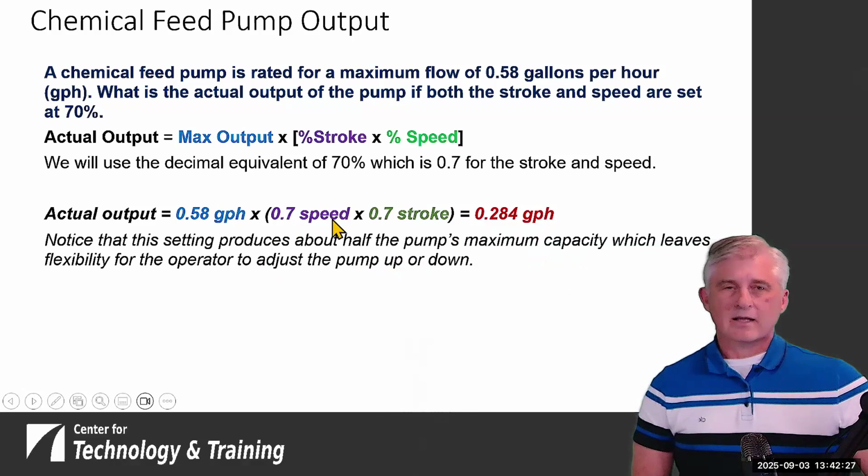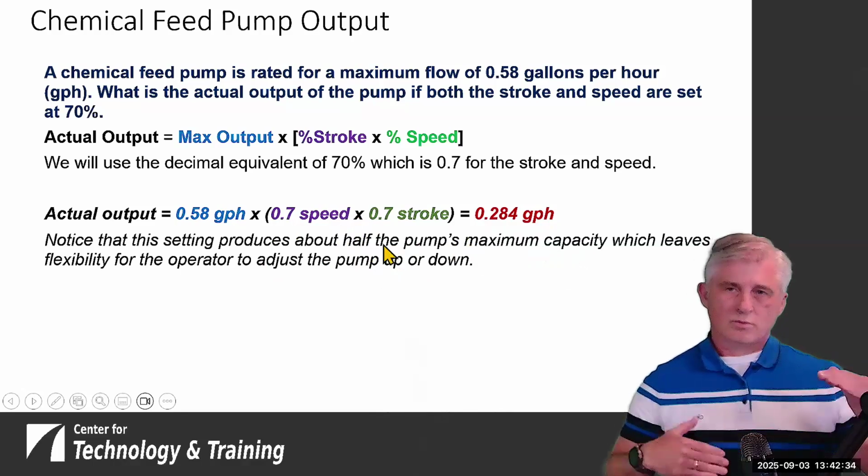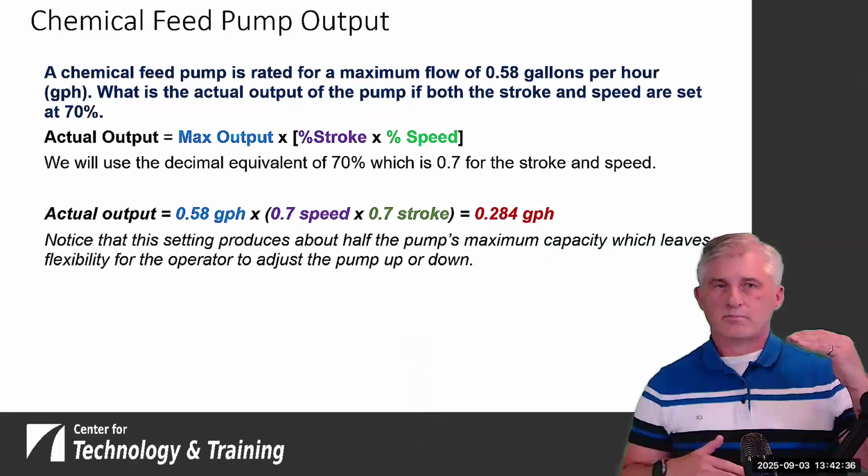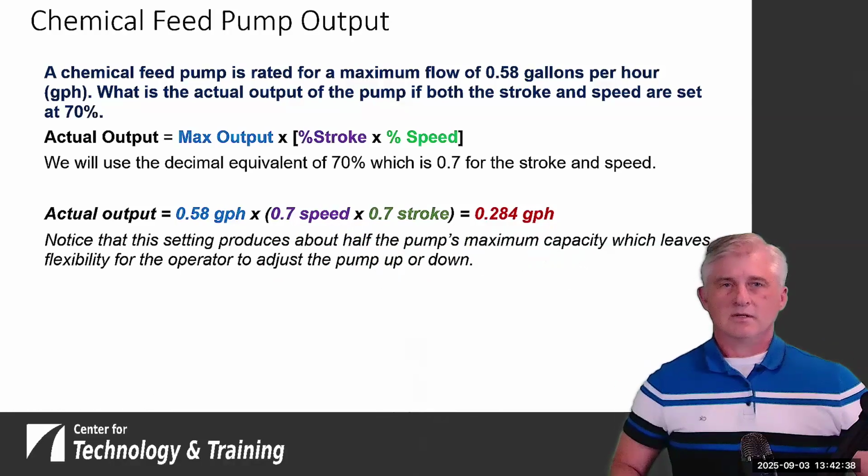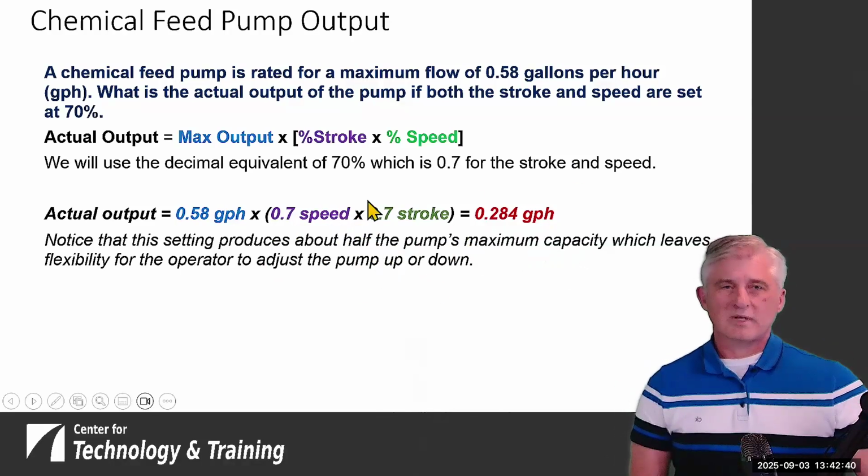So that's a good setting. If you can get by with a setting that gives you about half of the pump's capacity, that means that you've got room to either increase or decrease that pump's output. So this would be probably a good pump. If we need that 0.284 gallons per hour, this is probably a good pump for our application.